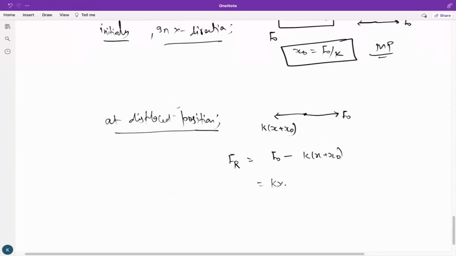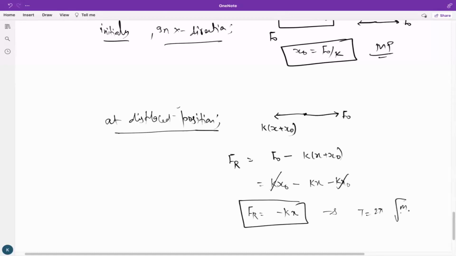And we all know that F naught is equal to kx naught. So let me write it here: kx naught minus kx and minus kx naught will get cancelled. So Fr is again in this form. So if I get it in this form, our time period is equal to 2 pi root under m by k.